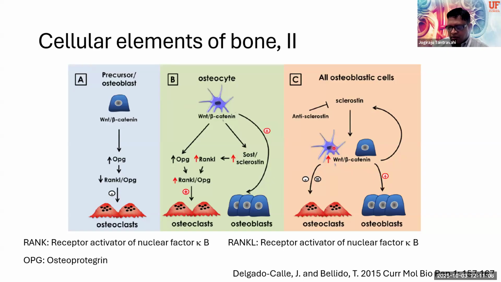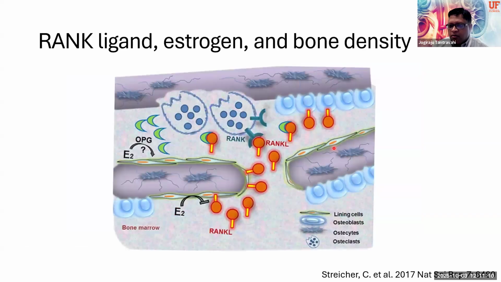But again, that's a little bit not quite ready for prime time. Okay? So we'll talk about some bone trivia here, which I found quite interesting, and that is the role of estrogen in the maintenance of bone. Okay? So estrogen directly impacts RANK ligand and prevents RANK ligand from binding to RANK.